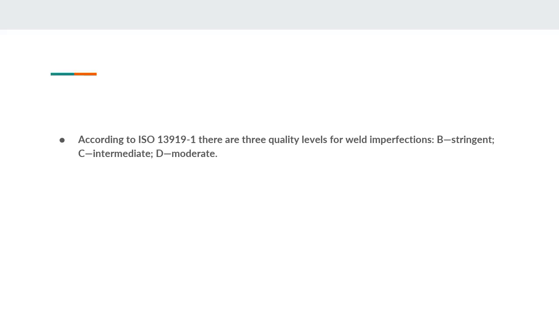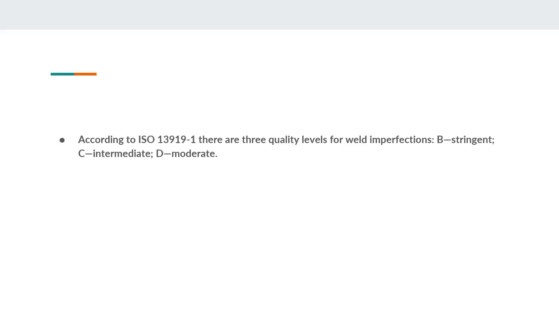According to ISO 13919-1, there are three quality levels for weld imperfections. The first one is B, which means stringent. C stands for intermediate, and D stands for moderate. A list of the most common imperfections can be found in the upcoming table.